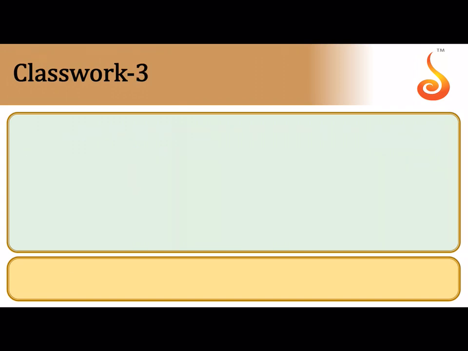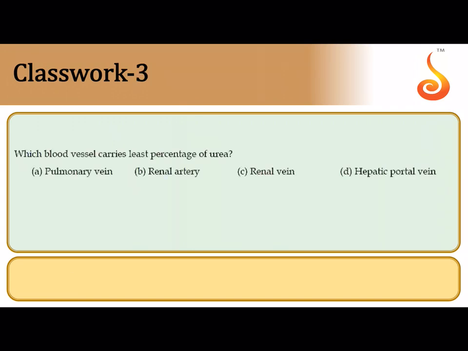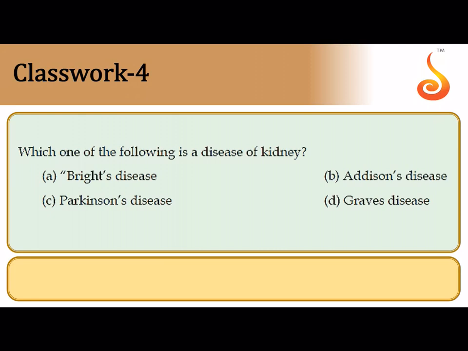It becomes flaccid. Which blood vessel carries the least percentage of urea? So where does urea get removed? In the kidney. And which is the blood vessel which drains the blood out of the kidney? The renal vein. So the blood coming out of the kidney is completely purified of urea, so it will have the least amount of urea in it. Which one of the following is a disease of the kidney? Bright's disease. Now, Bright's disease is today referred to as glomerulonephritis.